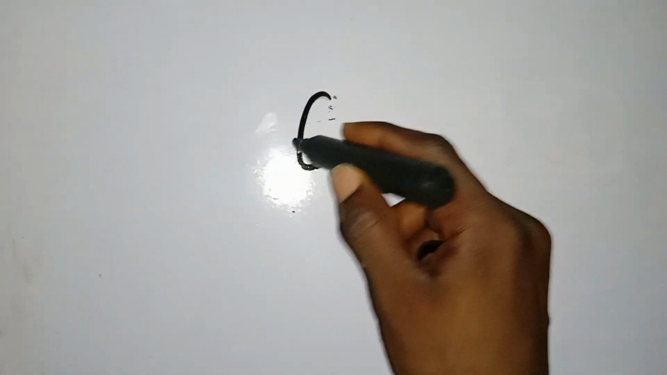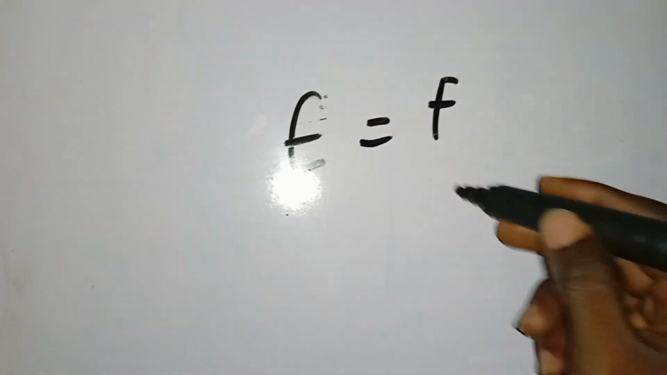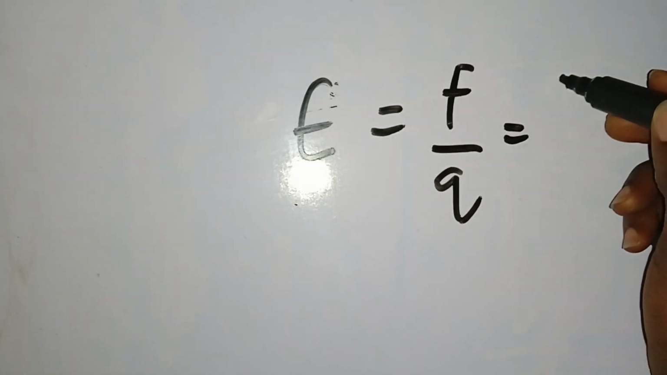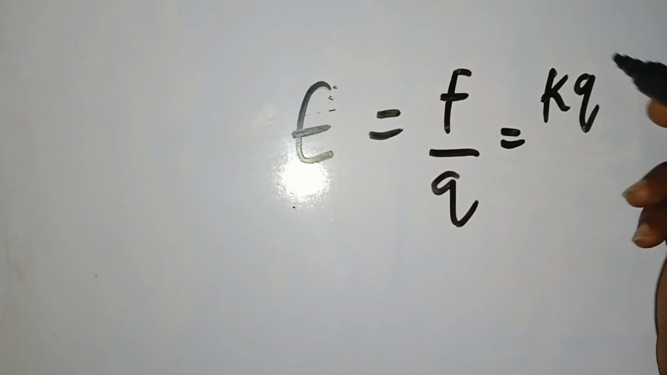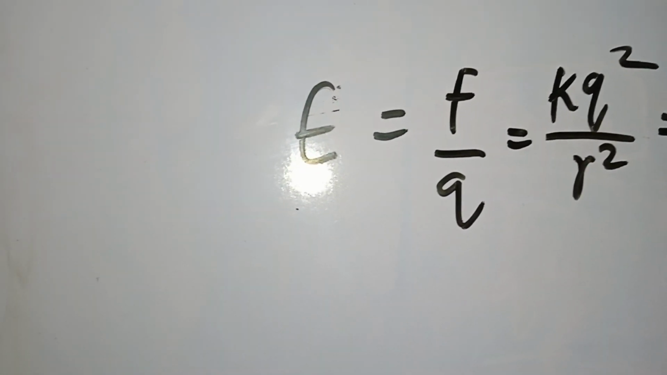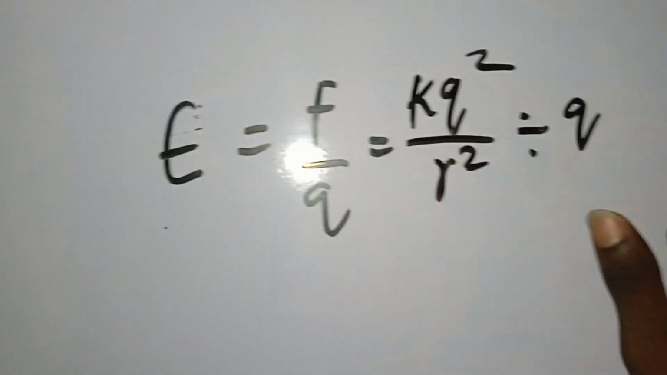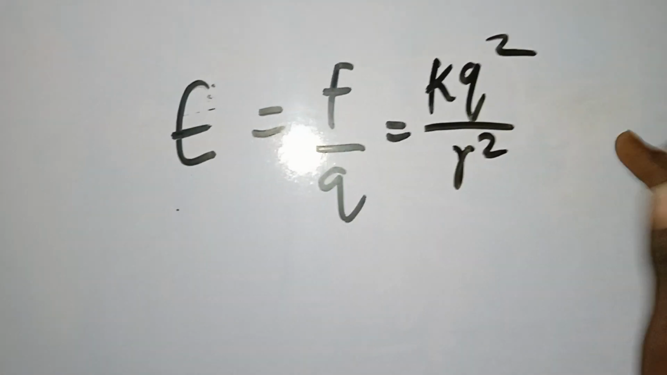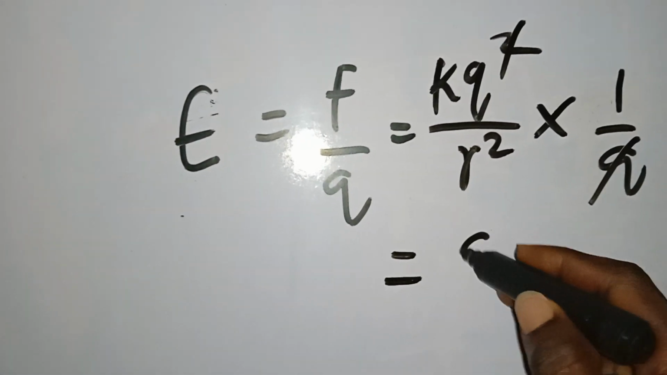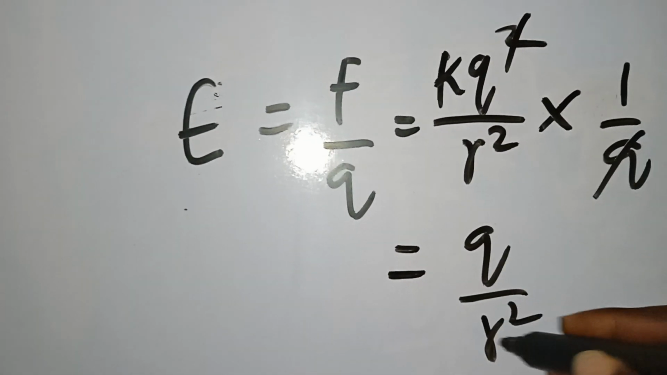Now the next one is electric field intensity, E. This is force per unit charge, and we already know that force is equal to KQ square all over R square. So if you divide it by Q, this is divided by Q, and this is the same thing as times 1 over Q. So this is the same thing as Q over R square.